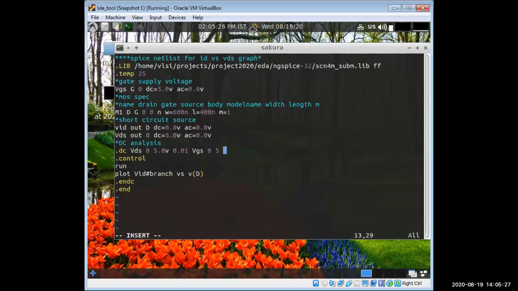Then DC analysis we are going to do ID versus VDS. So .dc VDS 0 to 5 it will be sweeping, and the step is 0.1. Then .control run, then plot ID versus VDS. So the voltage across the drain terminal. Then .endc and then .end.